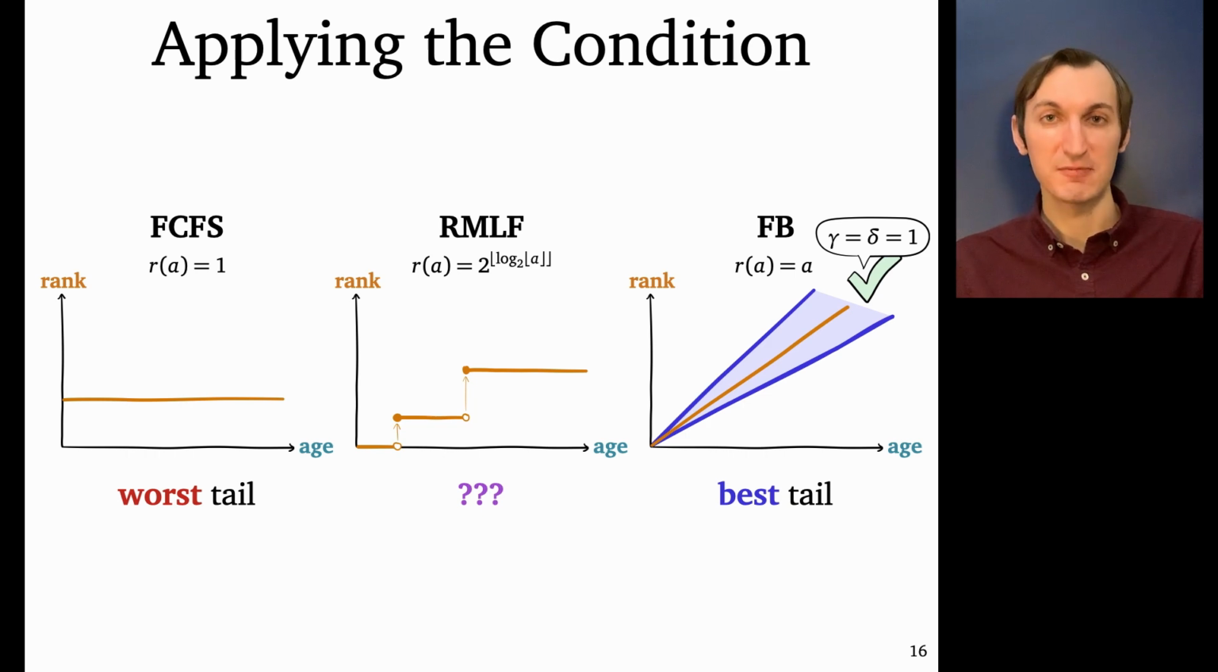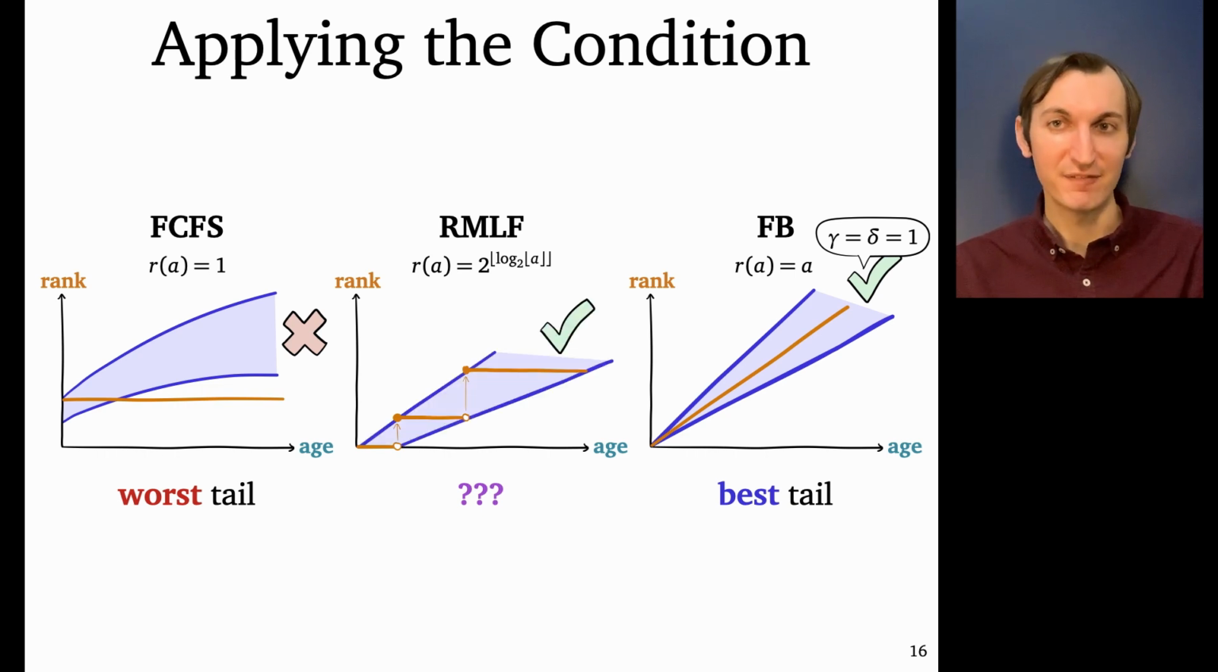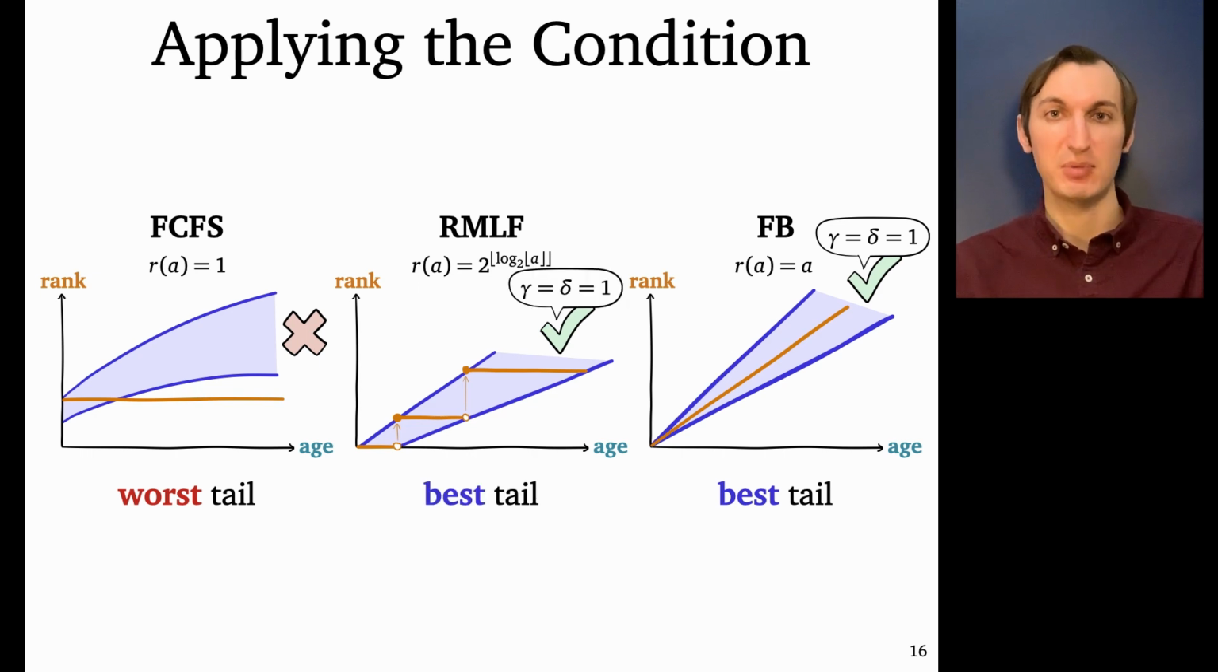First come, first serve. Because we're looking for positive exponents, there's no way to fit it inside a cone, because the bottom edge of the cone will always eventually get bigger than the constant rank of first come, first serve. So first come, first serve doesn't fit inside a cone, which makes sense because it's got the worst possible tail decay. RMLF, now we can see where it falls on the spectrum. It fits between two lines. It's got gamma equals delta equals 1, so it's got the best possible response time tail decay.